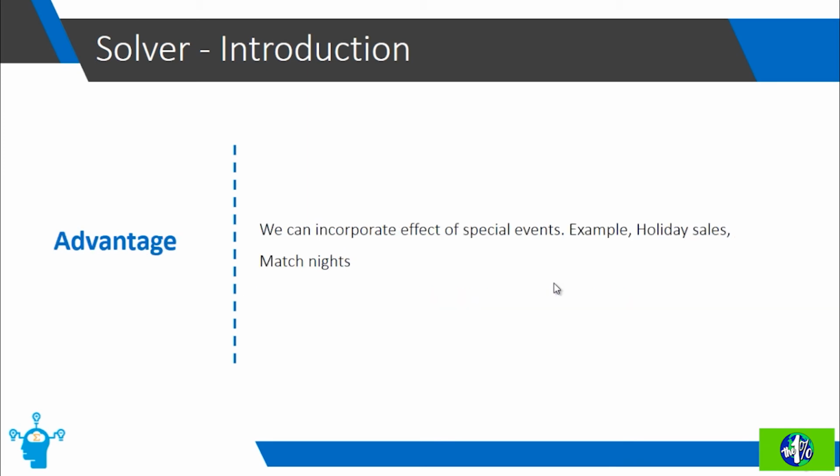Another advantage of solver is that using solver we can incorporate effects of special events. Special events are events which lead to unusual change in the sales or marketing activity. For example, in the holiday seasons, you will see there is unusual increase in sales of flight tickets or hotel bookings. On match nights, you will see there is unusual demand for pizzas, fast food, and other food delivery orders. To incorporate the effect of such special events, we need to create additional variables which will also be used to optimize the solution. Those additional variables can be handled using Excel solver.